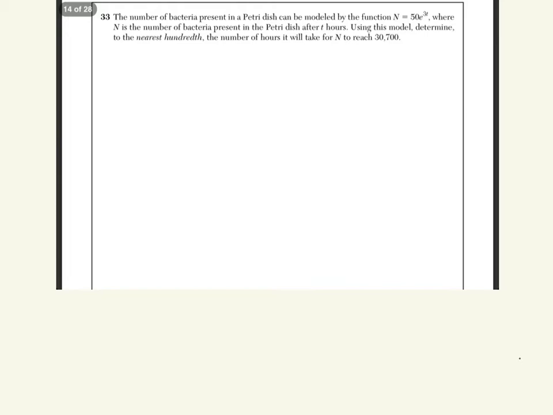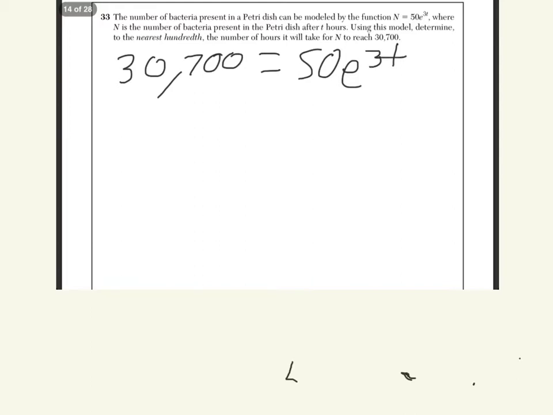So now if we write that all out, you're left with 30,700 is equal to 50e raised to the 3t power. First thing you do is divide by 50 and get the exponent on its own.